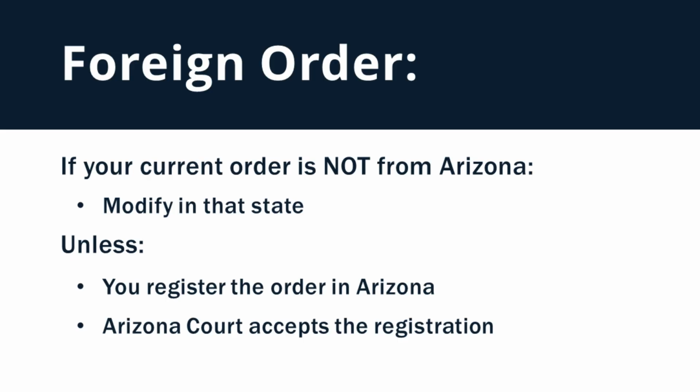If both parents have moved out of that state, you can file to register your order in the state where the children currently live. If you file to register your order in Arizona, you'll have to wait until the Arizona court accepts the registration before you can file to modify support. If the other state is involved in your child support case, only that state can move it to Arizona. You'll need to contact that state agency to ask them about the process.